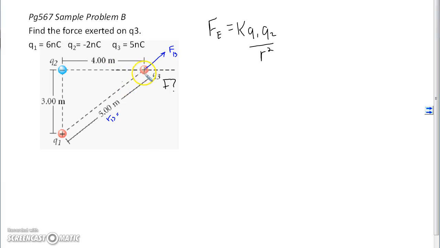Now I'm going to do the same analysis on Q2. I'm going to ignore Q1, pretend it's gone, and do the same thing. Now, if this were fixed and this were allowed to move, it would move toward the negative charge because they're oppositely charged. So this is what I'm going to do here, and call this the force of 2 onto 3. So this green is the force of 2 onto 3. This is the force of 1 onto 3.